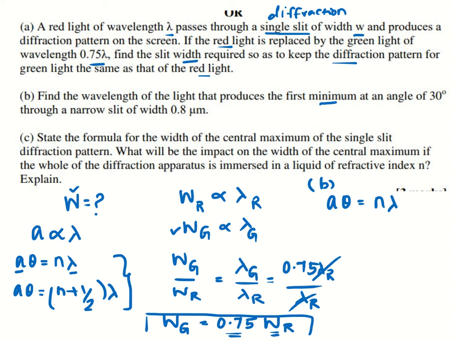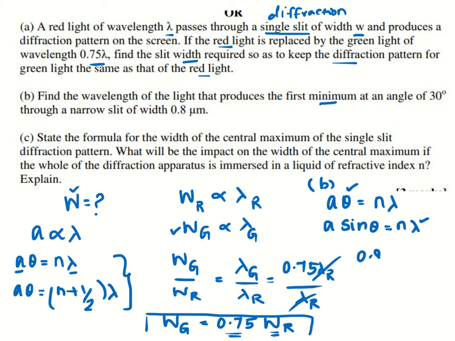So theta is given. Here we have to use sine theta. When the angle is really less than 10°, then only we can use a theta. Otherwise we use a sine theta equals n lambda. So theta is given, a is given, n they mentioned as first minimum, and we have to find out lambda. So we can substitute all the values there.